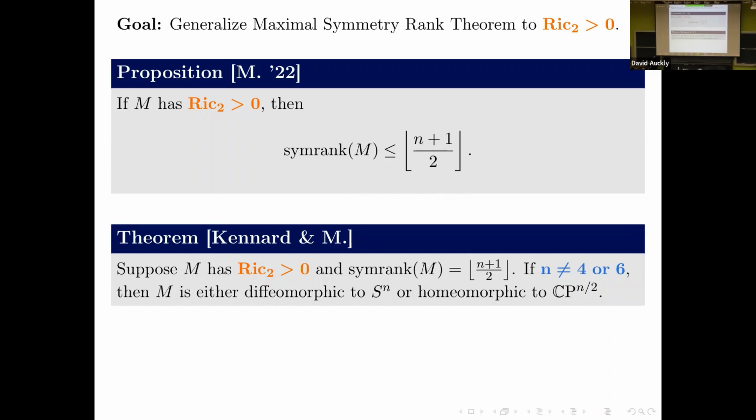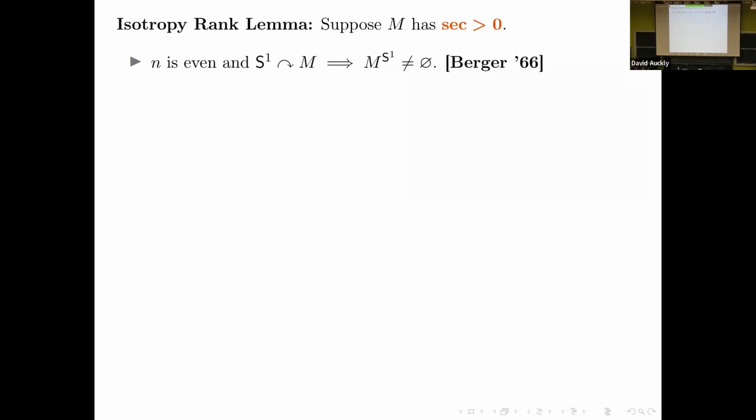And what Lee and I have managed to show is that if Ricci 2 is positive and you have maximal symmetry rank, so you have a maximal torus action on your manifold, then except for dimensions 4 and 6, we show that the maximal symmetry rank rigidity carries over, up to diffeomorphism for spheres and homeomorphism for complex projective spaces. So that's a result that I want to outline here. And so let me tell you about some tools that we need.